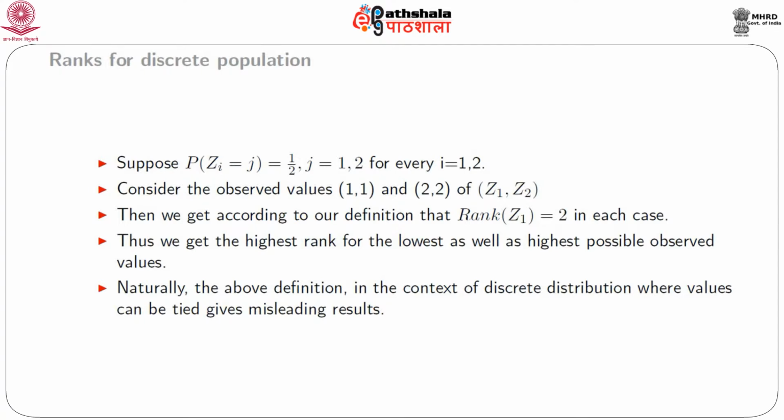Suppose Zi takes the values 1 and 2 with equal probability half for every i from 1 to 2. Consider the observed values (1, 1) and (2, 2) of (Z1, Z2). Then we get, according to our definition, that rank of Z1 equals 2 in each case. Thus, we get the highest rank for the lowest as well as the highest possible observed values. Naturally, the above definition in the context of discrete distributions where values can be tied gives misleading results.